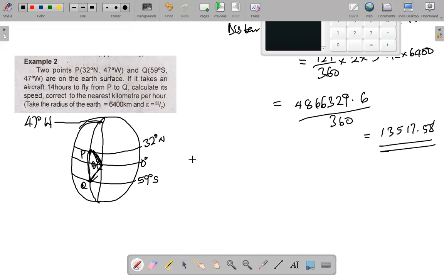So theta here is equal to 32 plus 59. And 32 plus 59 is 91 degrees. That is 2 plus 9 is 11, carry 1, that is 6, and this 91 is correct. And the distance between P and Q is this arc.